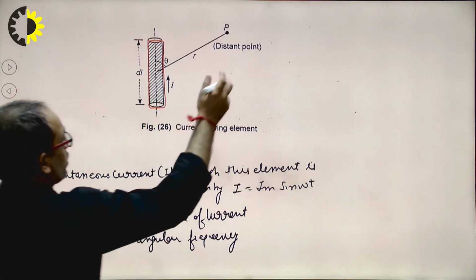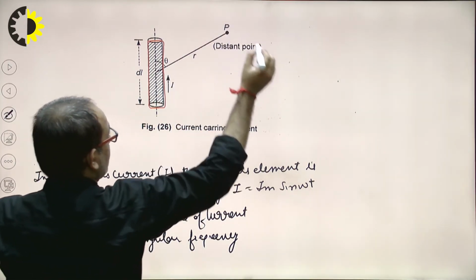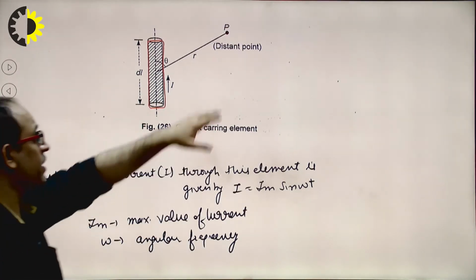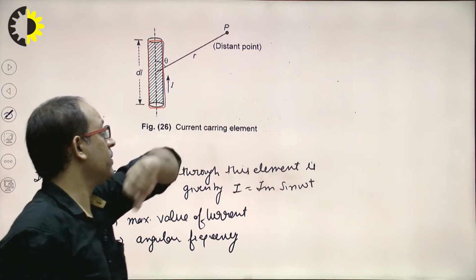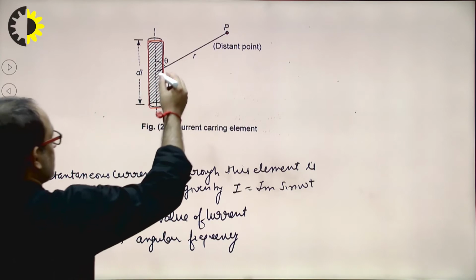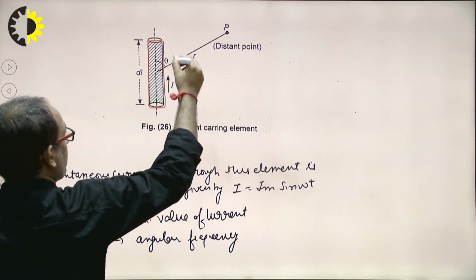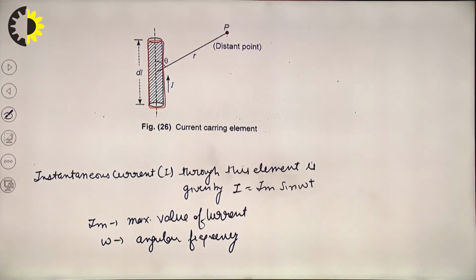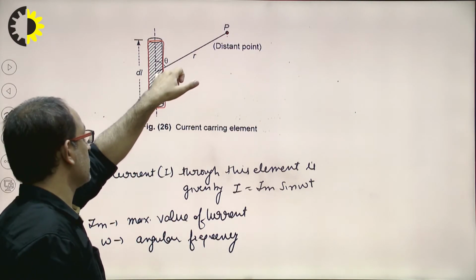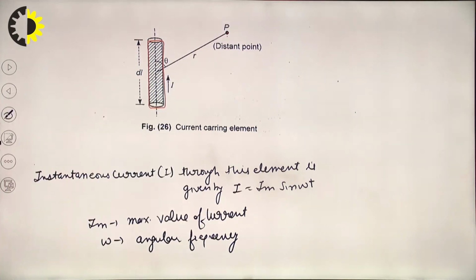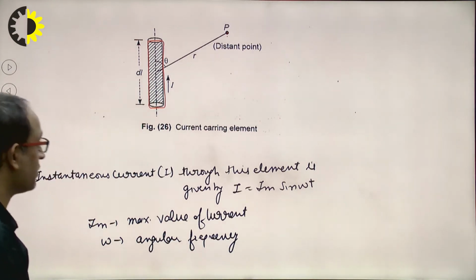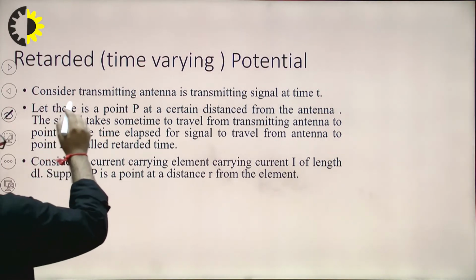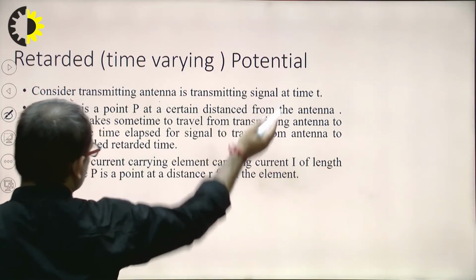So if I want to calculate the electric field intensity or magnetic field at point P, some charges will move from this point to this point, and the time taken for the charges to move from this point to this point is known as the retarded time, clear.